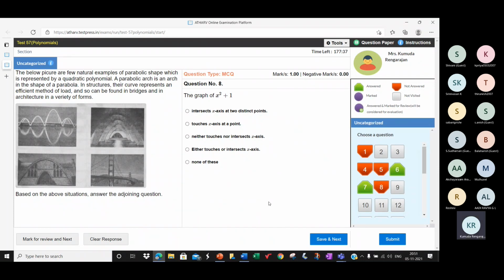The graph of x squared plus 1. Choose the correct option. I just gave you an example, children, and explained something. You don't have to actually make the graph. Just by looking at the polynomial, you can conclude: neither touches nor intersects. How do you come to that conclusion, Thirunesh?